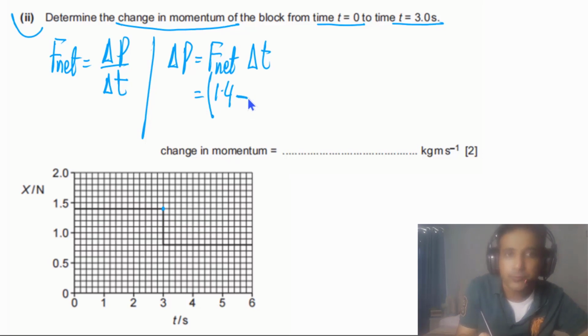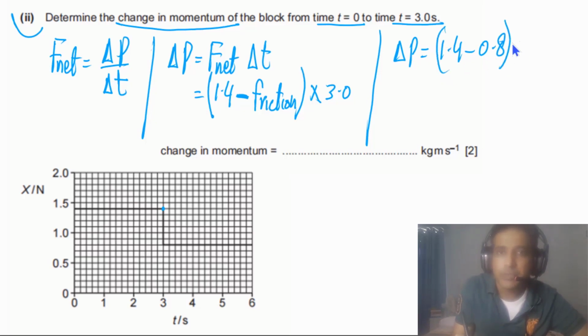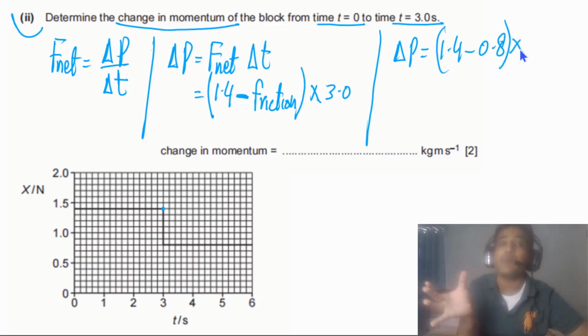Then there is also frictional force that is acting on the block. So the resultant force is applied force minus friction. So we have minus friction, and the duration of time is given, that is 3.0. Now simply we can plug in values. We can say delta P in this case is equal to net force, that is 1.4 minus the friction, that is 0.8, multiplied by the time we applied force.